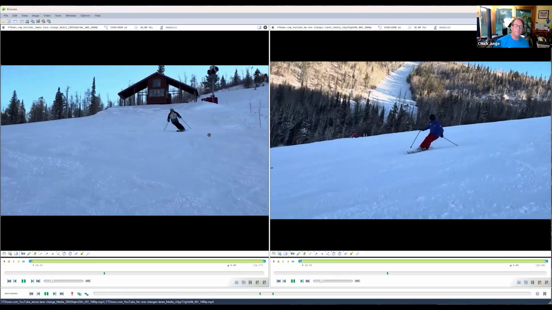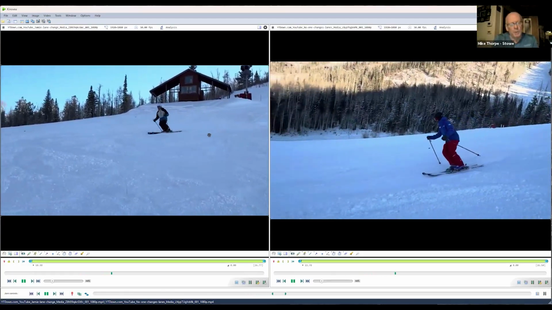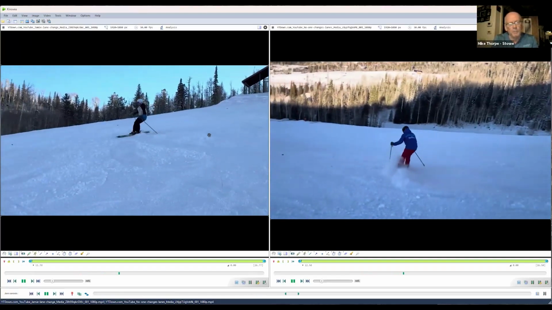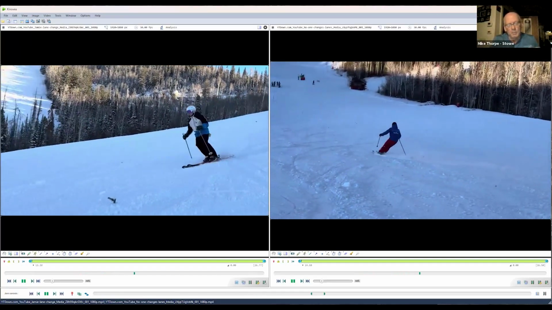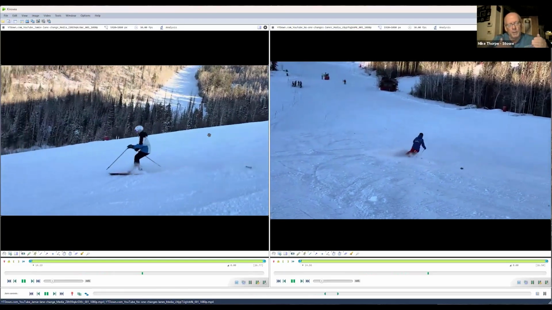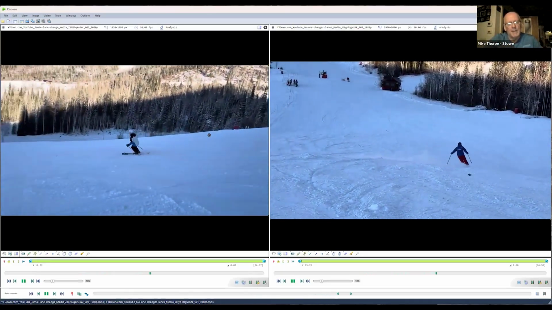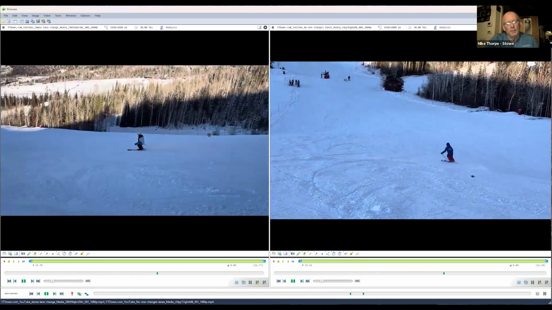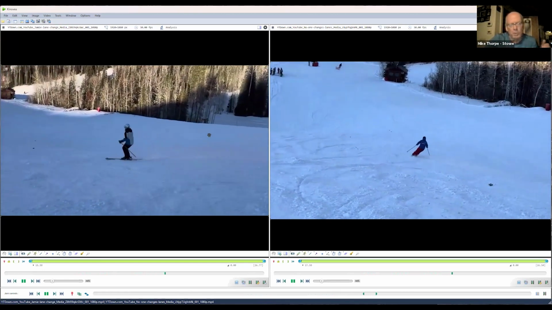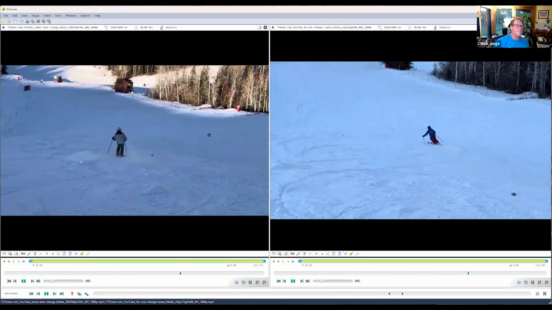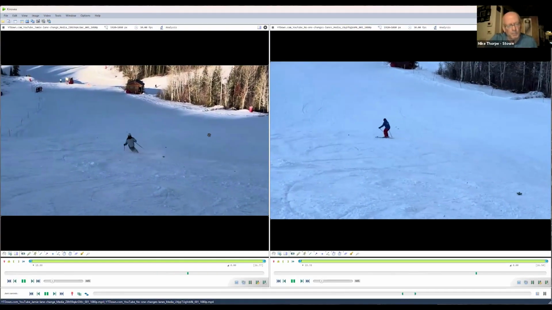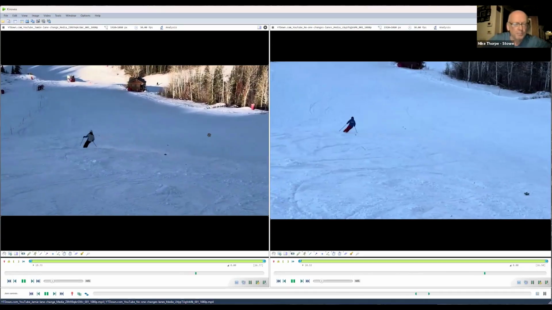No, the squaring up is what's causing the rotation, but it's not what I would normally call squaring up. It's because he's working so hard to keep the shoulders and the hips directed down the hill that the skis have got no choice but to go with. And that's the reason he needs to rotate to get them back on edge.